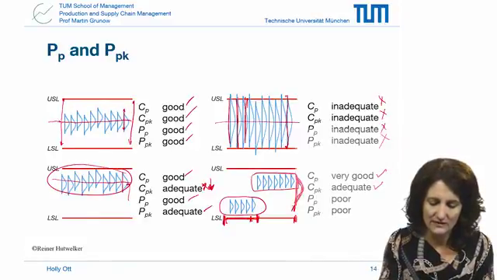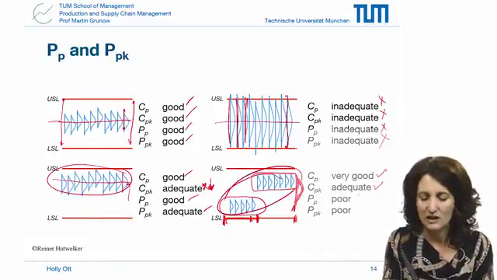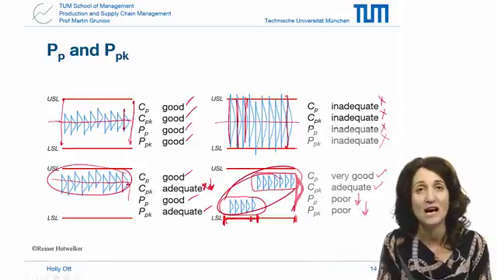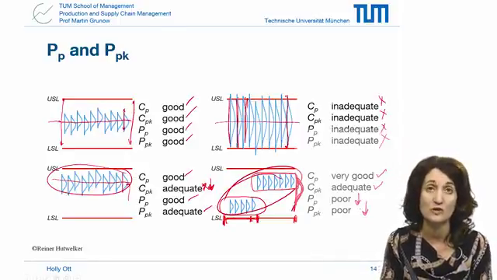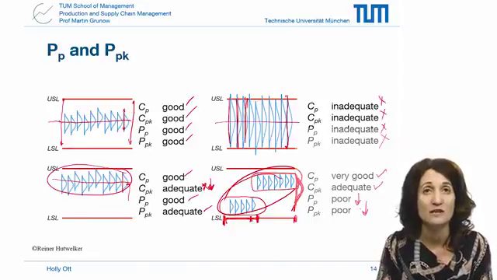But overall, if we were to combine this variation, I can't draw that very well here. If we were to combine the variation of all this data, this would bring our PP and our PPK down. The denominator in our equations would go up. The PP and PPK would be low.